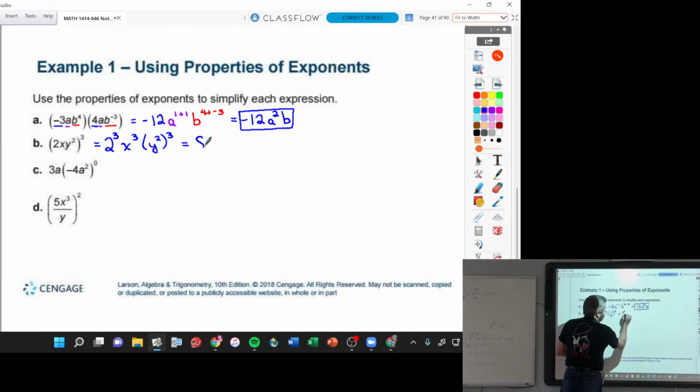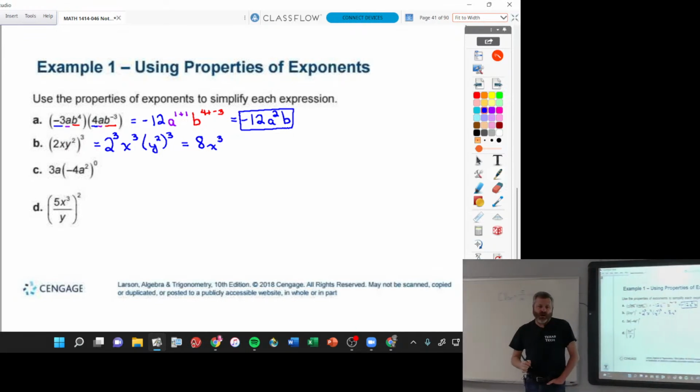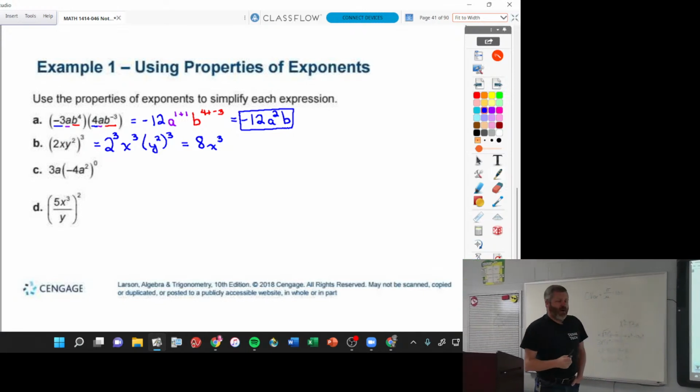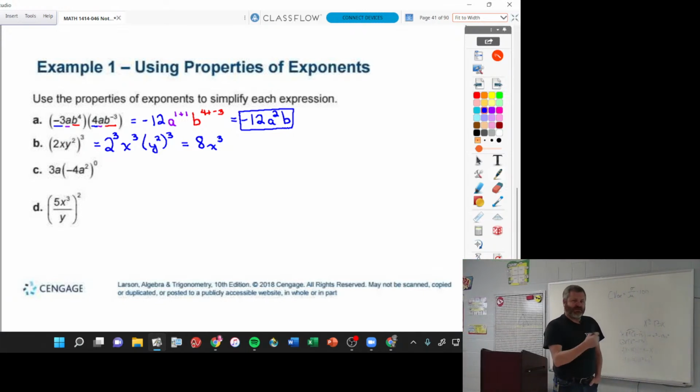Now, I put the y squared in parentheses so that you know I cannot do anything with x cubed, so I just keep it. And y squared cubed, okay, in example A, I was multiplying, the bases were the same, so I added the exponents. So when multiplying, you add the exponents. I cannot do anything with x cubed, so I just keep it.